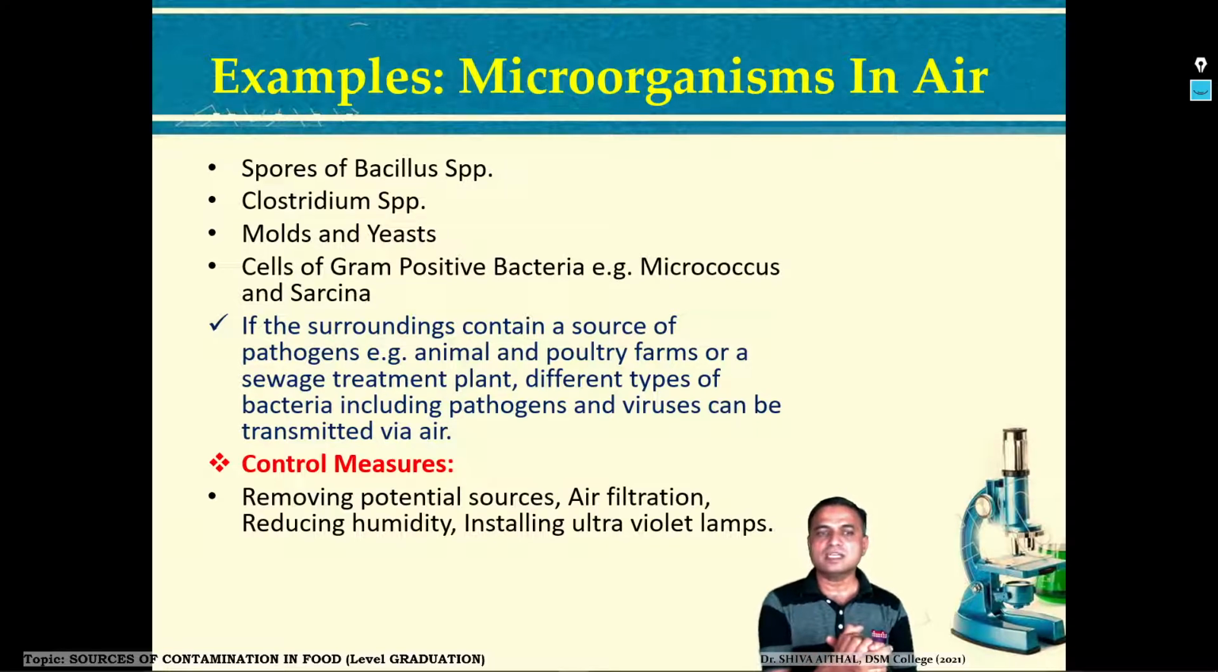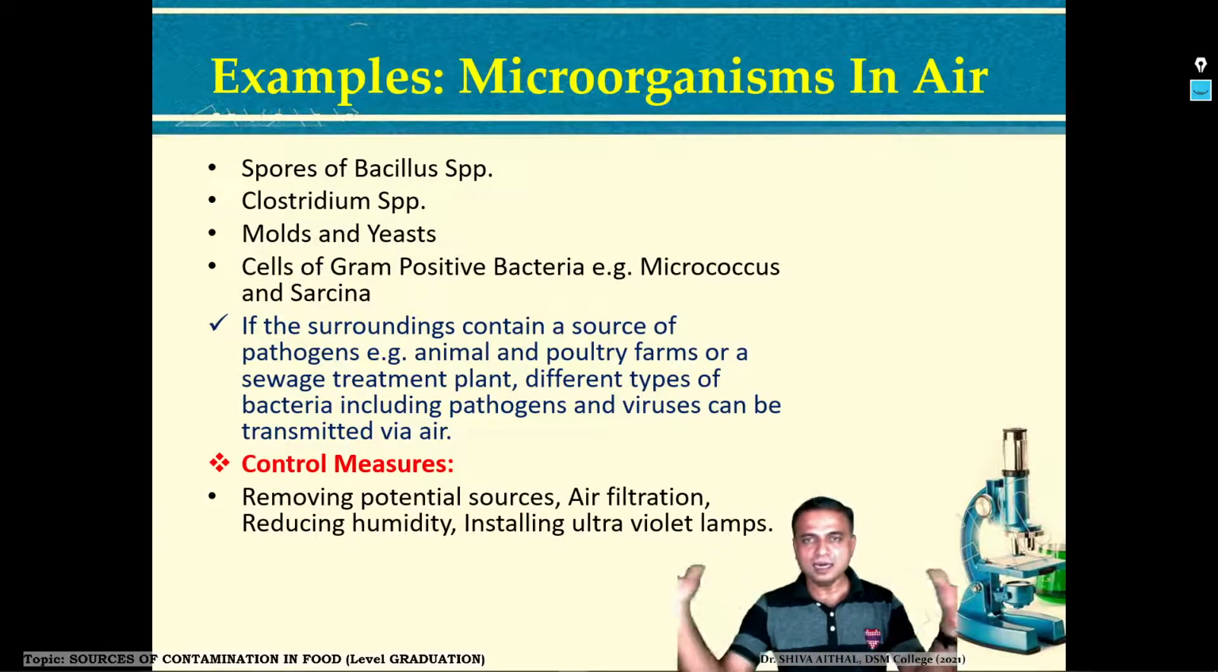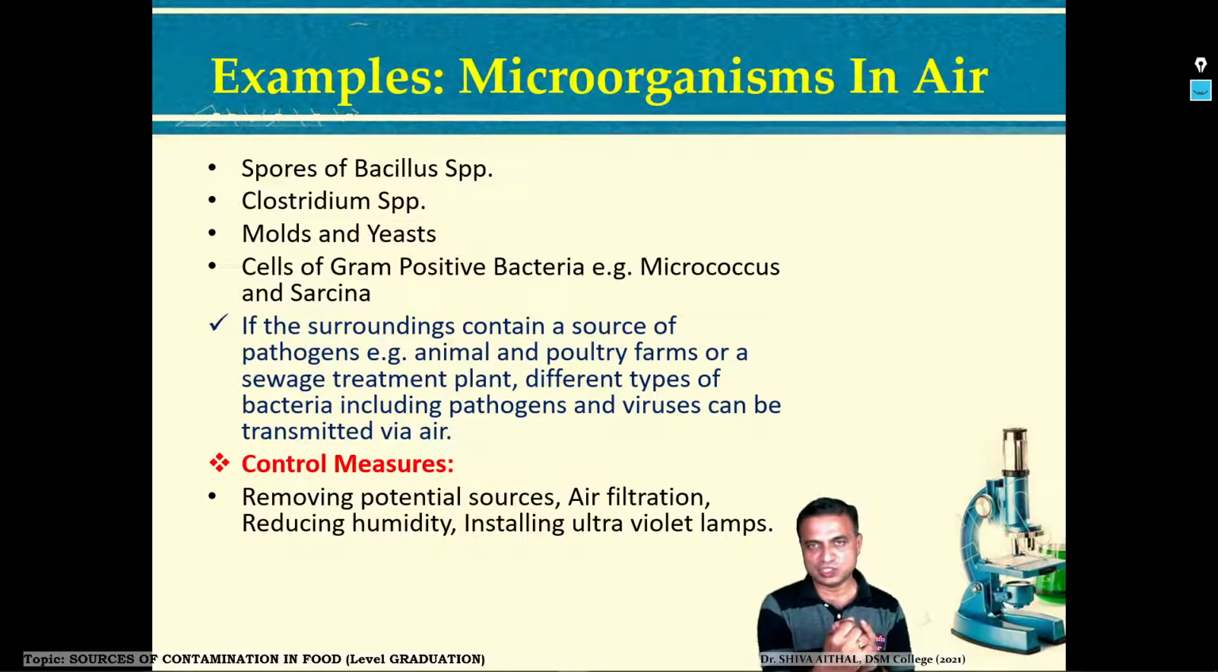Now, if the surroundings contain pathogens, like poultry, animals, or a sewage treatment plant, different types of bacteria, including pathogens, can be transmitted via air in and around the environment where your food processing is. As an example, let me tell you, there is a kitchen, and if you open the window, there is a huge sewage treatment plant, or there is a big nala. What will happen is the air will be responsible for transporting the droplets of sewage into the food. So conditions have to be controlled.